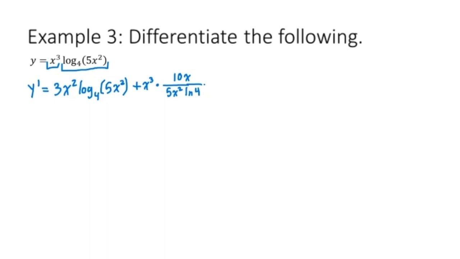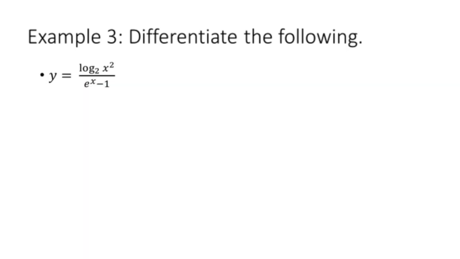We can do some simplifying in the last term. The x squared will reduce with the x cubed, leaving an x. Also 5 and 10 reduce, leaving us a 2 in the numerator. So our last term simplifies to 2x squared over natural log of 4. And our y prime is equal to 3x squared, log base 4 of 5x squared, plus 2x squared all over the natural log of 4.